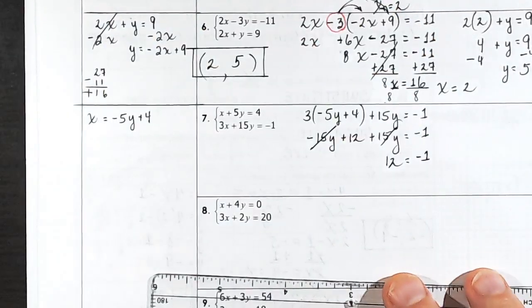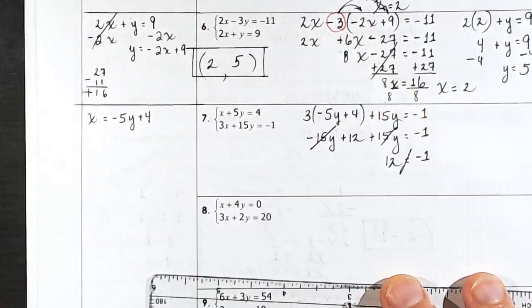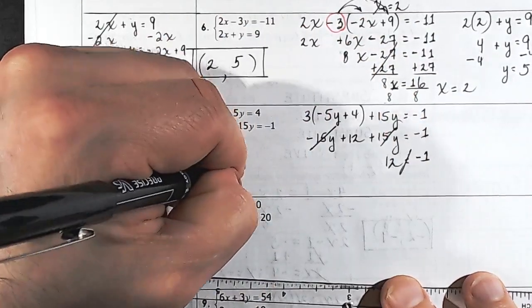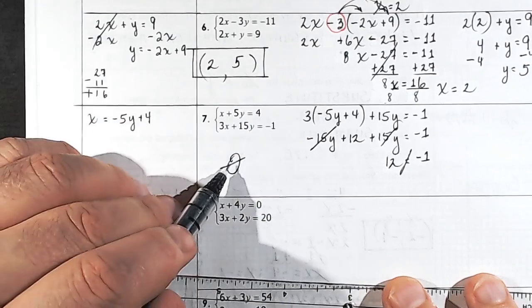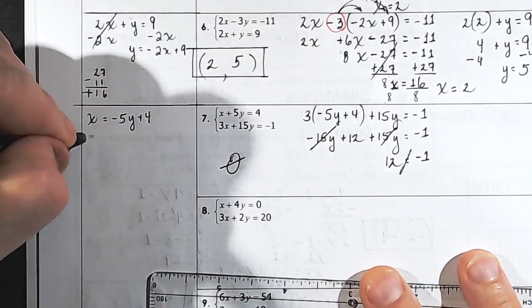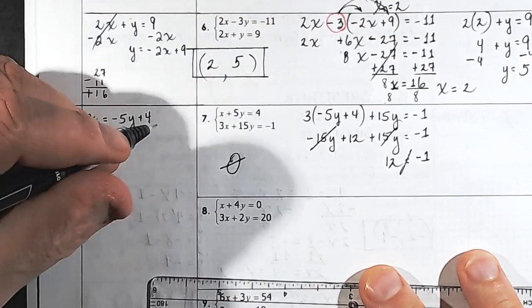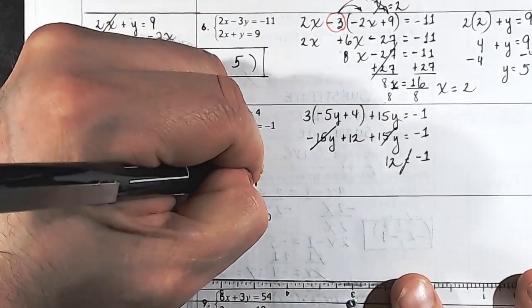Okay, now here's the deal. That is not true, right? 12 does not equal negative 1. Therefore, this system has no solutions. Okay, so this is very important. This system has no solutions. In fact, if I were to solve the other equation, just to prove it, I would find out that they both had the same slope. So these are parallel lines.